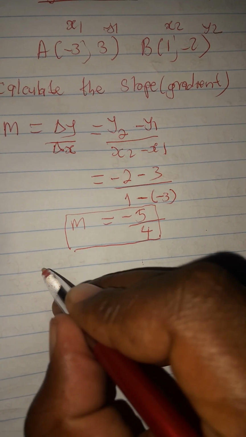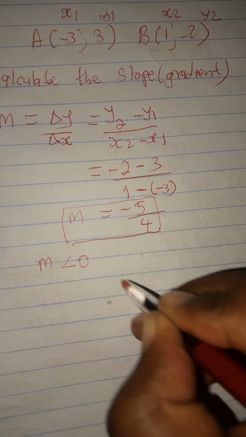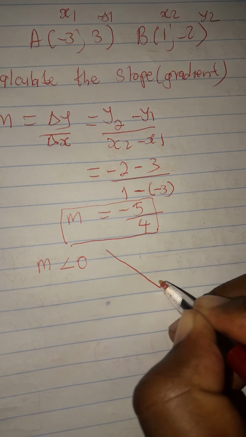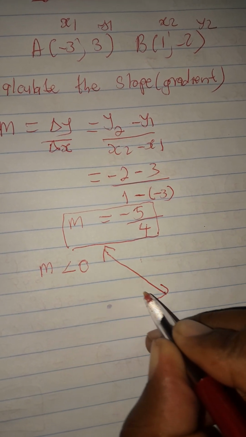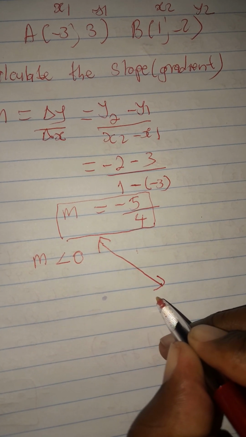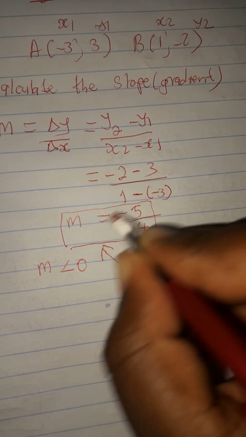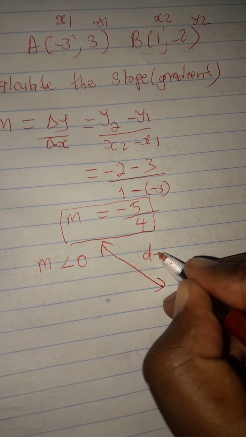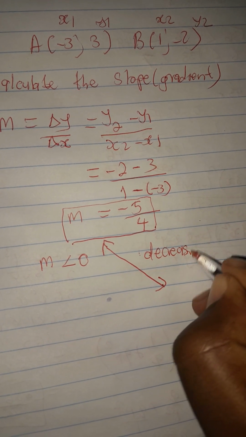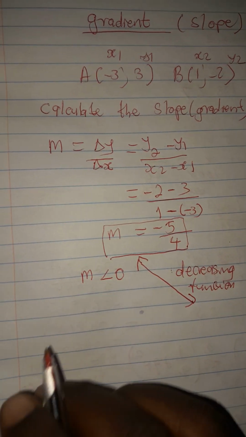When the gradient is negative, note that m is less than 0, so it will be a decreasing function. In terms of your line, it will be a decreasing function. You can see by the direction of the slope that when the gradient is negative, m is less than 0, meaning that this is a decreasing function. We'll name this number A.